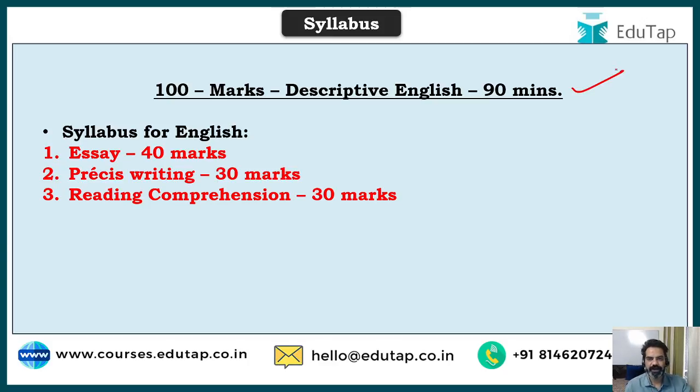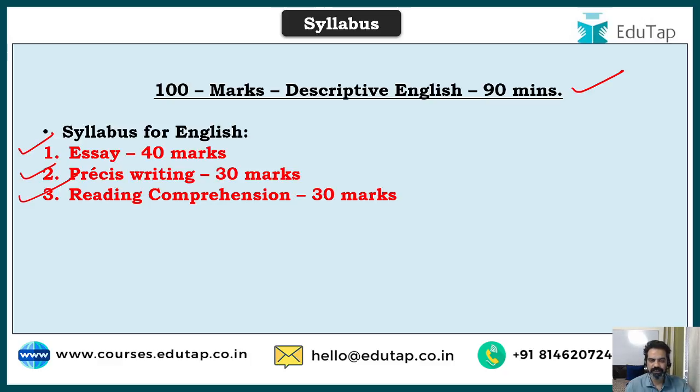Now, usually NABARD used to ask 4 questions. They used to ask essay, précis, reading comprehension, along with one letter or report. But this year they have mentioned that they will only be asking 3 questions, and these 3 questions would be: number 1, essay writing; number 2, précis writing; and number 3, reading comprehension answers. So this year the marks weightage has also changed. Essay stays the same, 40 marks, but précis, instead of 20, goes up to 30, and reading comprehension again from 20 goes up to 30 marks.